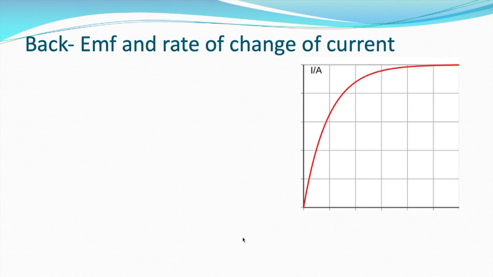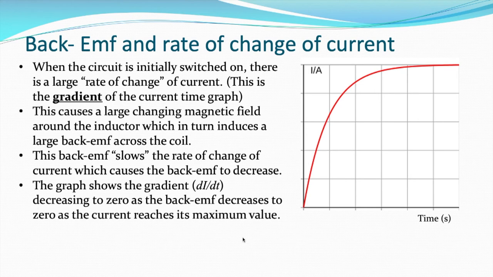There's the graph of current that you get. And if you turn on a DC circuit, then the current gradually grows till it reaches its maximum value. Initially then, when the current is switched on, there's a large rate of change of current, which is the gradient of this graph because it's I on the y-axis and t on the x-axis. di/dt is the gradient of the graph. That gradient's at a maximum right at the beginning.